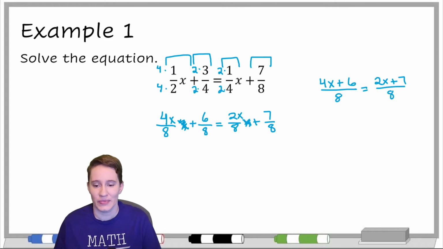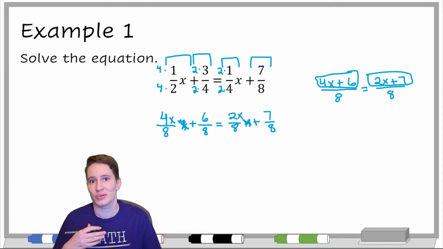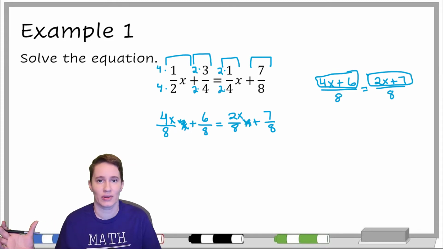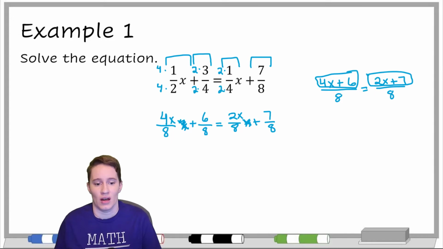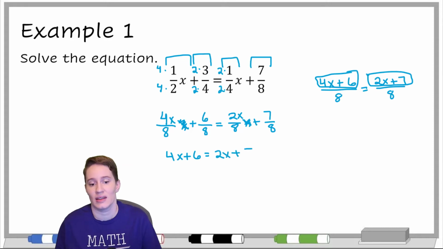Well, here's the deal. If they're both over 8, then it has to be true that the tops equal each other. So that's why once we have a common denominator for everything, we're allowed to just say, hey, we don't need it anymore. So our next step is going to be to write 4x plus 6 equals 2x plus 7, and then we're going to solve like normal.